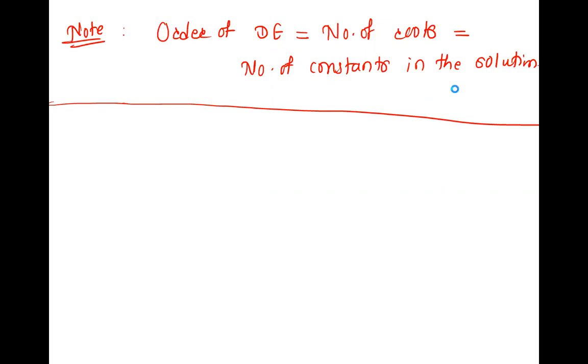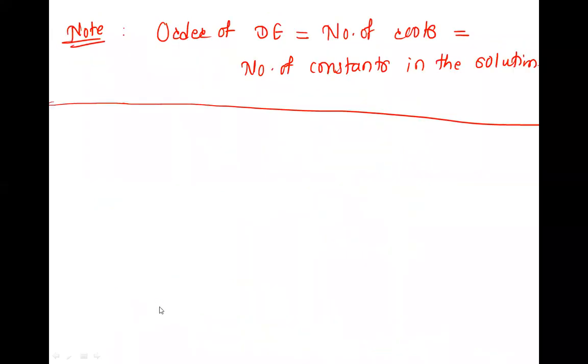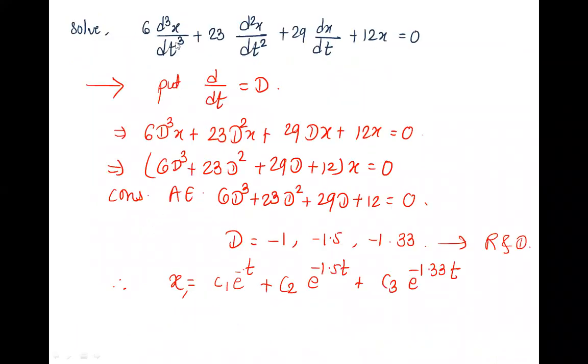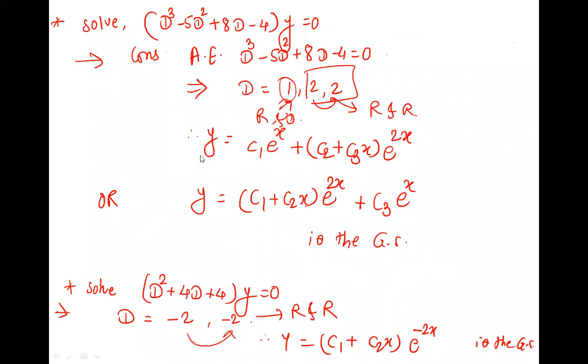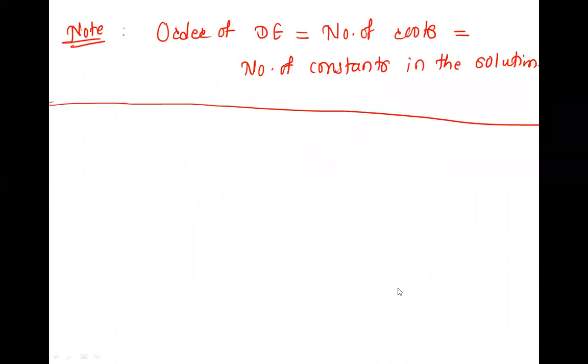Okay, can you just check every time, is it following? Here the order is 2, roots are 2 and C1, C2, 2 constants. Here the order is 3, the highest power of D. Roots are 3 and C1, C2, C3, 3 constants. Go back again. Order is 3, roots are 3 and C1, C2, C3. Constants are 3. You can check every time it is following.